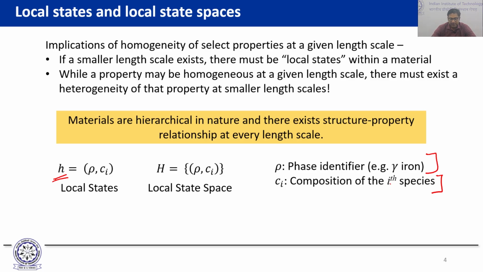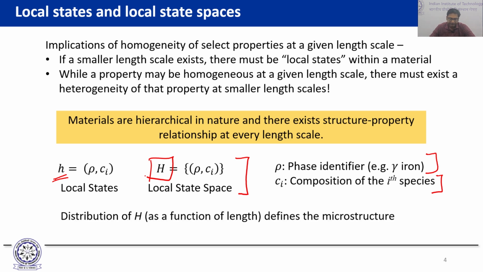Now, if you have a bunch of local states together and you have a set formed out of a bunch of local states, then we have something which we call a local state space. This local state space we are going to denote by the capital letter H, whereas the local state we are denoting with the small letter h. The distribution of the function that defines the local state space as a function of length is really what defines the metallurgical microstructure.